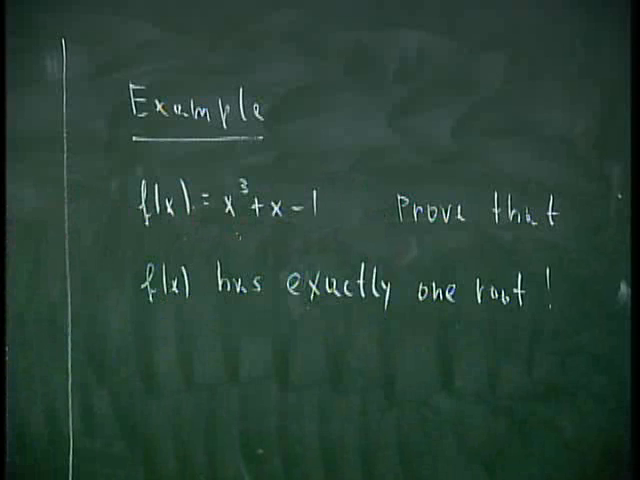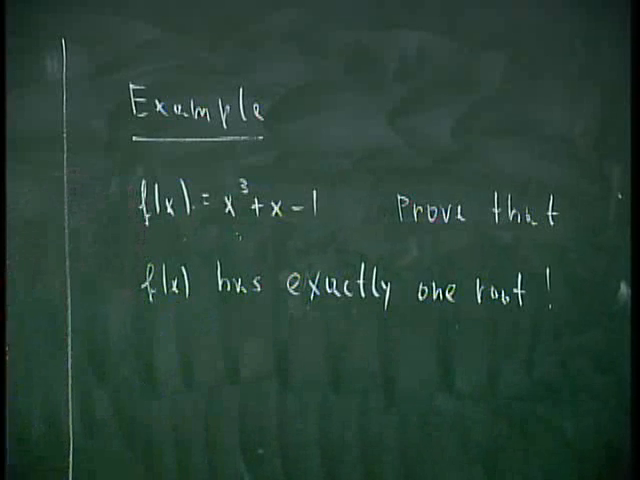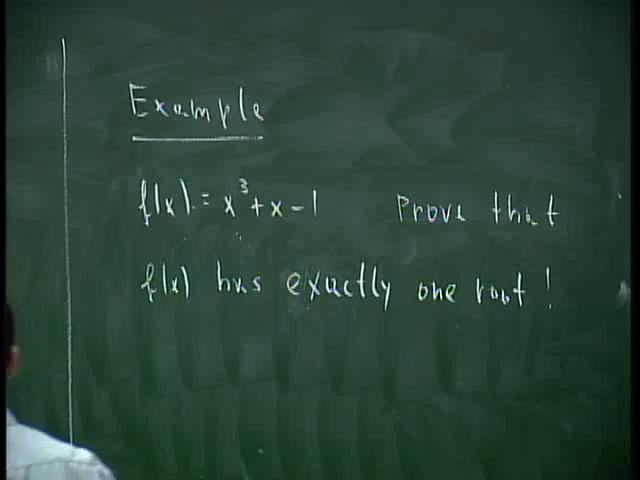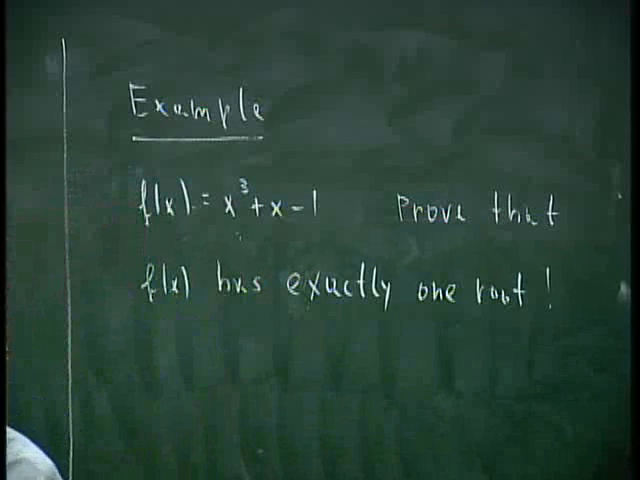Okay, so how do you do this? Such proofs you do in two steps. First, you prove that you have at least one root, and then you prove it's the only one. Actually, you prove first that you have at least one root, and then you prove you have at most one root, and then you get that you have exactly one root.